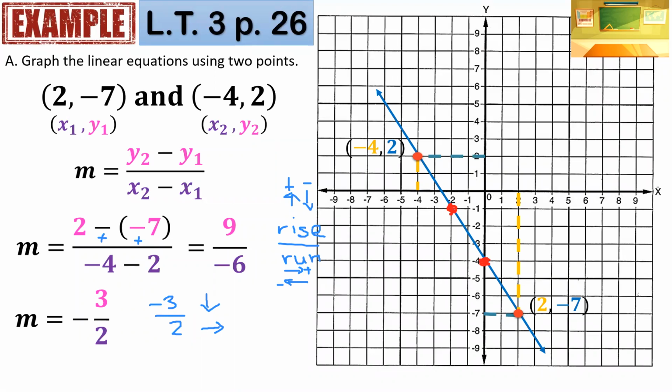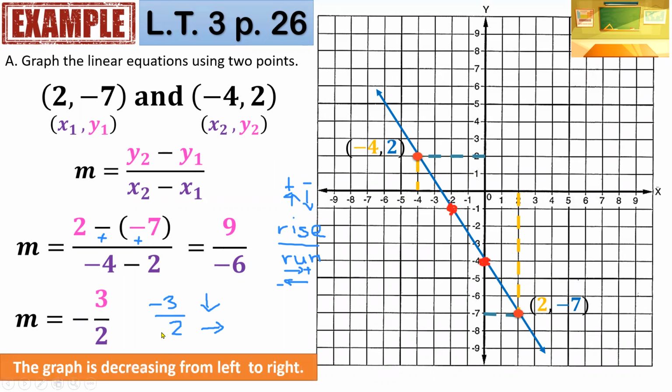So, kung mapapansin nyo, yung graph natin ay pababa. So, kapag pababa ang graph nyo, ilalagay nyo lang doon, ay the graph is decreasing from left to right. So, yan, pababa. Ang slope natin kapag decreasing, syempre, yan ay negative. So, dahil siya ay negative, kaya ang graph natin ay decreasing. Okay pa? Okay, next. Kasunod na example.